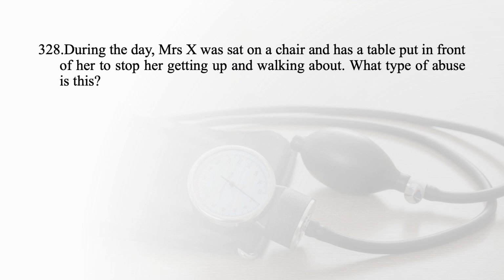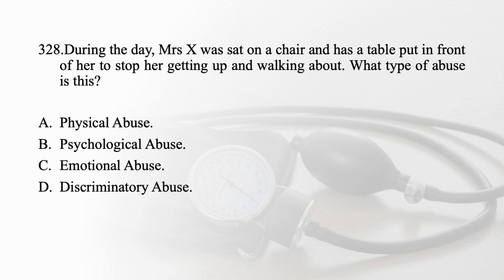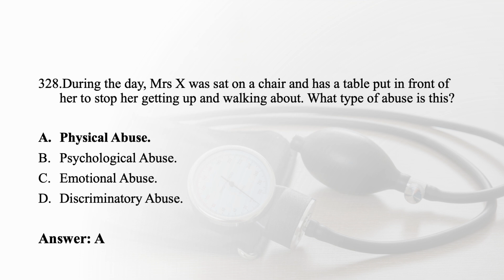Question number 328. During the day, Mrs. X was sat on a chair and has a table put in front of her to stop her getting up and walking about. What type of abuse is this? Option A, physical abuse. Option B, psychological abuse. Option C, emotional abuse. Option D, discriminatory abuse. The correct answer is option A, physical abuse.